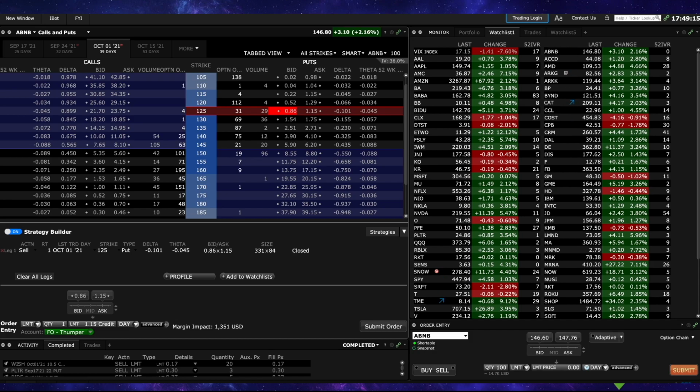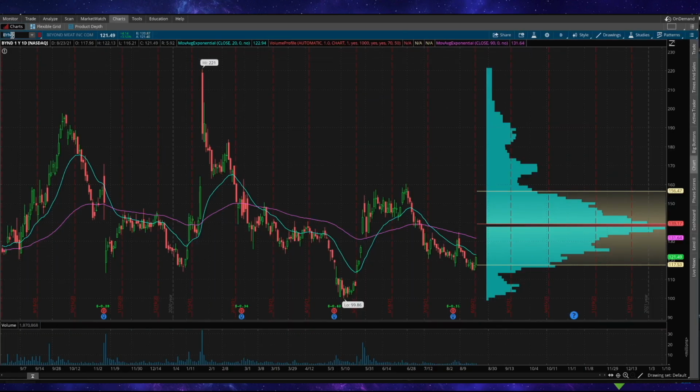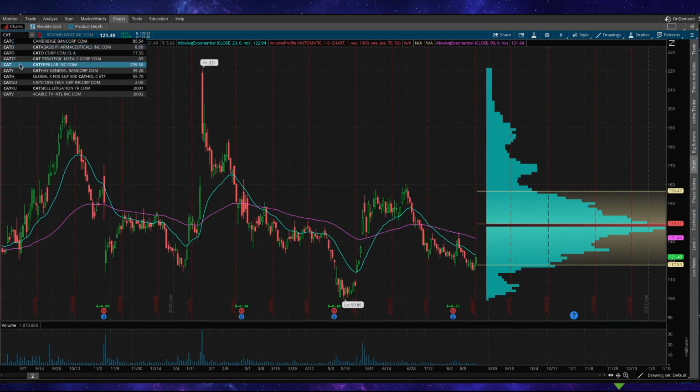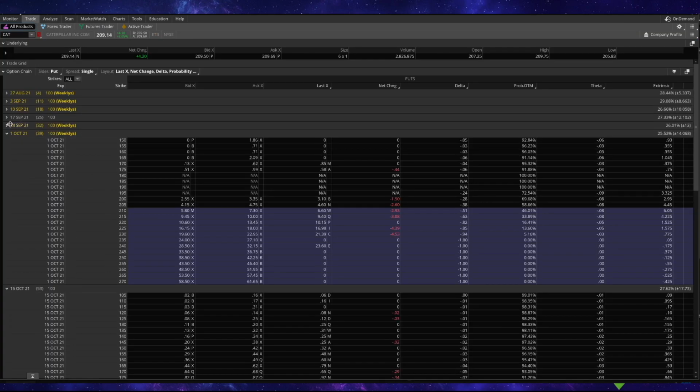Cat. It's been a while since I've done Cat. Let's take a look at Cat. And so we've been trending down a little bit here. The next high volume area, all the way down to the 180 range. So I'm gonna be under 180 if I was to put a put on this. We got time before the earnings, so let's take a look at the chart. So I said 180.